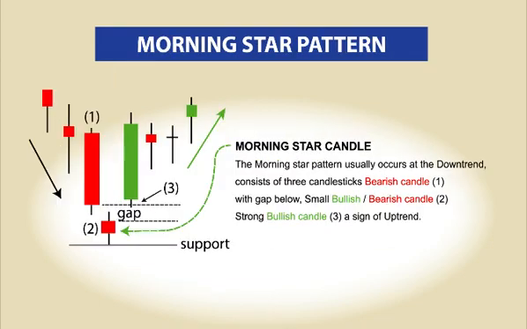Morning star pattern. The morning star pattern usually occurs in a downtrend. It consists of 3 candlesticks: a bearish candle, 1, with a gap below, a small bullish or bearish candle, 2, and a strong bullish candle, 3, a sign of uptrend.